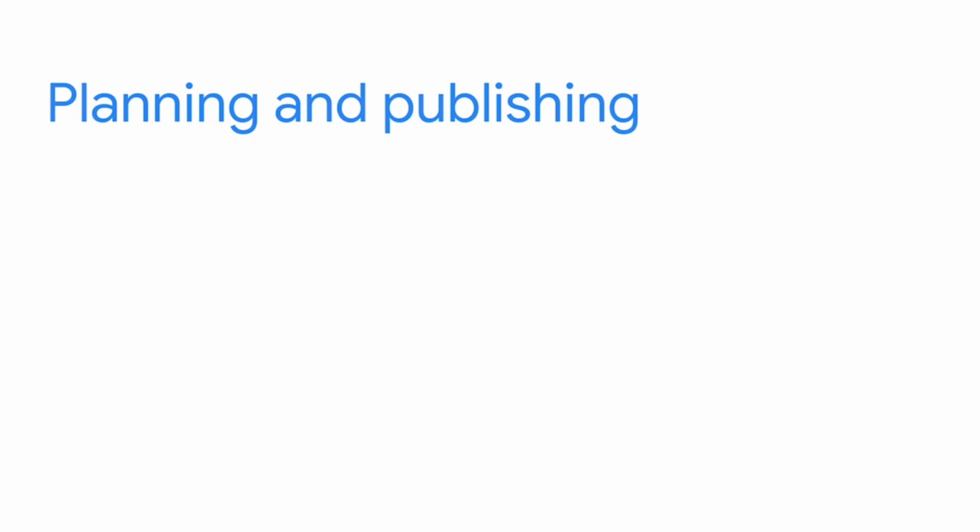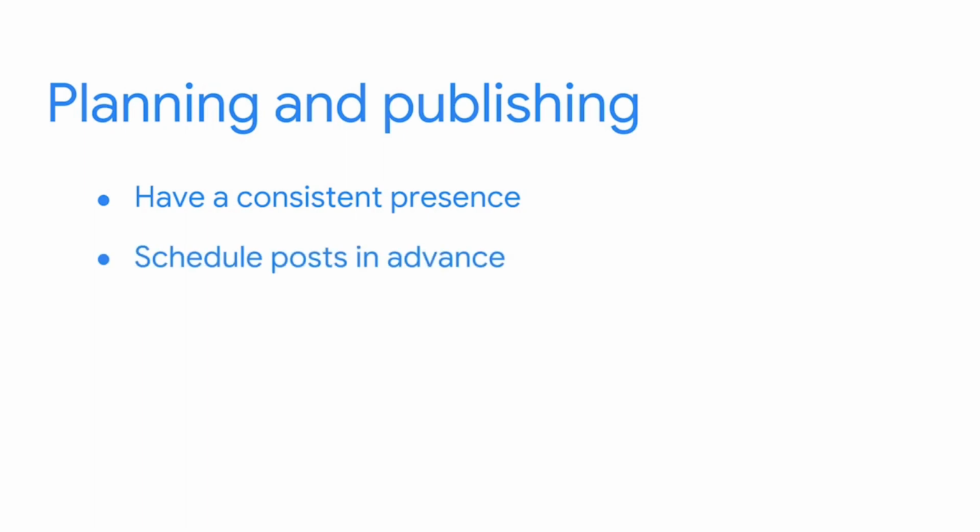After you have developed your social media strategy, you can move on to the next core pillar of social media marketing: planning and publishing. It's important to have a consistent presence on social media. This allows your brand to be seen and discovered by potential customers. Scheduling your posts in advance helps ensure you have a consistent presence and that you are publishing the content most likely to attract potential customers.